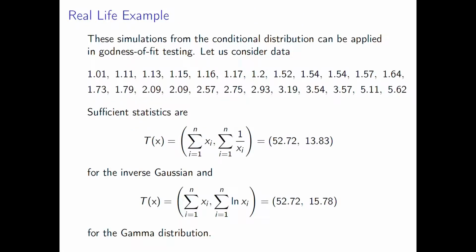So let's take a look at how this method works in a real-life example. We have a data set. We can see that it's a continuous data set, and it's all positive. So we would see if something like the inverse Gaussian or the gamma distribution fits this particular data set. We need to specify the sufficient statistics for both cases and calculate their values for this data set. That's what we have done in the bottom.